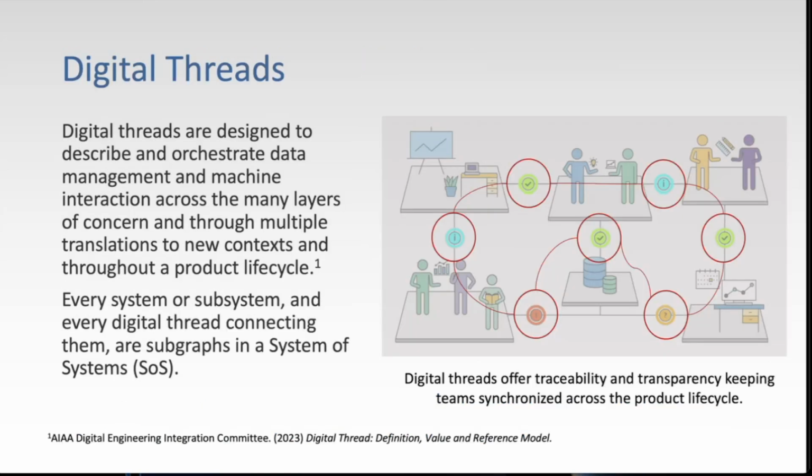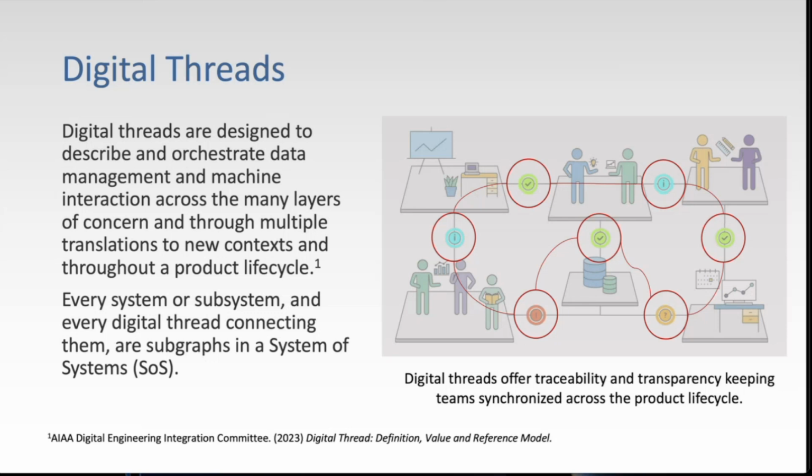One of the big buzzwords that's come about to describe this is the term digital threads. Digital threads are designed to help you describe and orchestrate the ways in which these data need to be shared and processed and transformed in order to satisfy the different requirements of all of these different stakeholders in your product development. Digital threads track information over time across different use cases for that data and help to make those transformations of that data transparent and traceable.